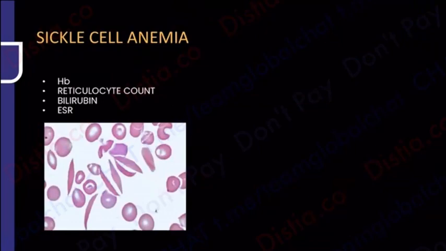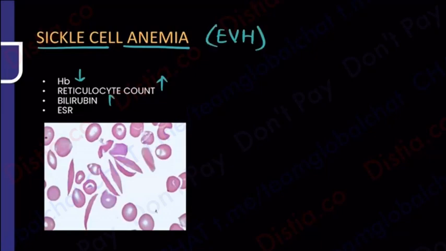When I'm talking about sickle cell anemia, for obvious reasons the hemoglobin count is going to be low because it is an anemia. And if there is an anemia, your bone marrow will always try to do more work, so the reticulocyte count is going to be high. Then what about bilirubin? Of course, it's an extravascular hemolysis. If blood is breaking down, the bilirubin will increase and jaundice is going to happen. Till now, everything was going on common sense.